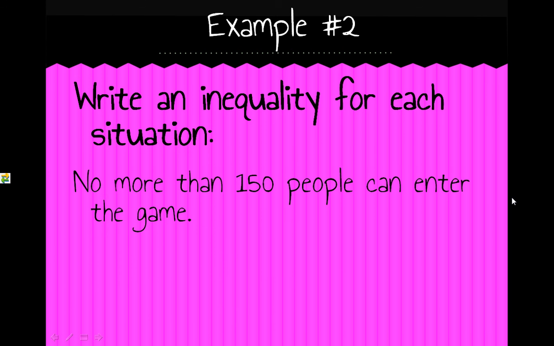Looking at the next, write an inequality for each situation. No more than 150 people can enter the game. So can 150 people enter the game? Yeah, they can. So it can be equal to 150, but no more than that. So it means it has to be 150 people or less. So the amount of people, and I chose P for my variable, is less than or equal to 150. And that's how we would write that.